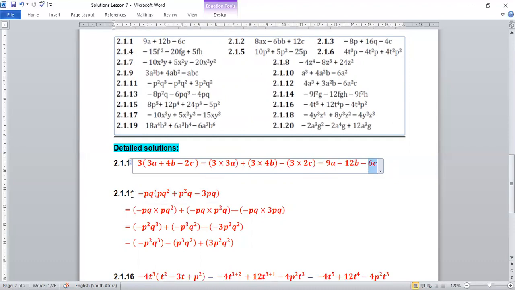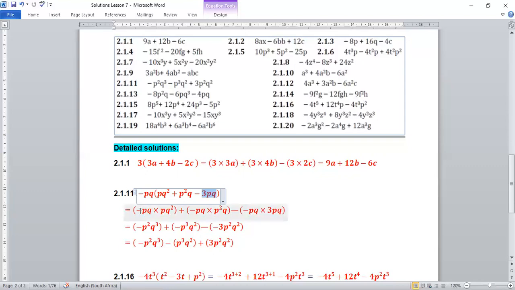The next solution is 2.1.11. You have a trinomial, and outside the bracket you have negative p cubed. So it's negative p cubed that's multiplied by the first term, the second term, and the third term. So be careful, write down the sign and simplify at the end.